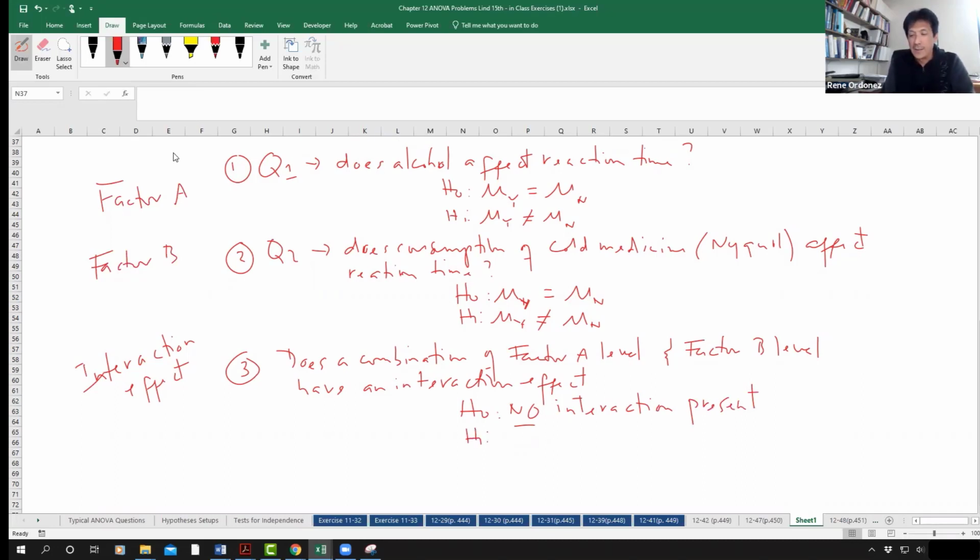H1 will say at least one combination of factor A and B levels has an interaction effect.